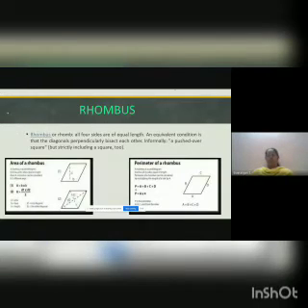Now it is a rhombus. A rhombus is also a four-sided quadrilateral. All four sides are equal in length and diagonals perpendicularly bisect each other. So in a rhombus, you have two types of formulas to find the area. One is base into height.